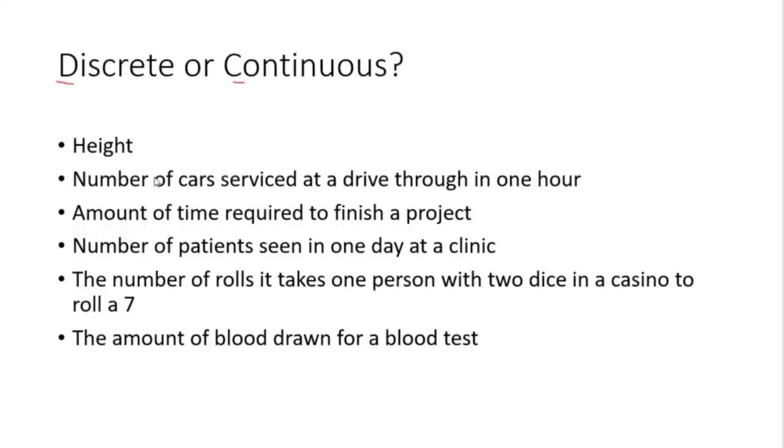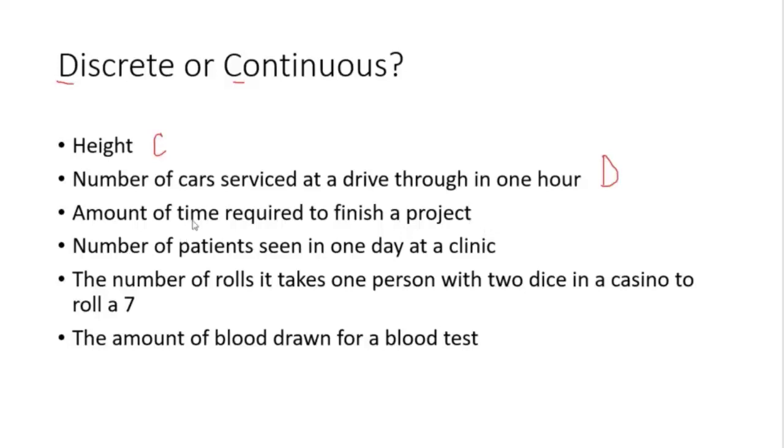So again, height, I think I used that as an example earlier. That is continuous. A lot of times you ask somebody how tall they are, oh, about 6 feet or about 6'2". Well, the very fact they said about means they rounded it. Number of cars serviced at a drive-thru in 1 hour, that one is definitely discrete. You are going to count them, 1 car, 2 car, 3 car, 4. You're not going to say 4.25 cars, makes no sense.